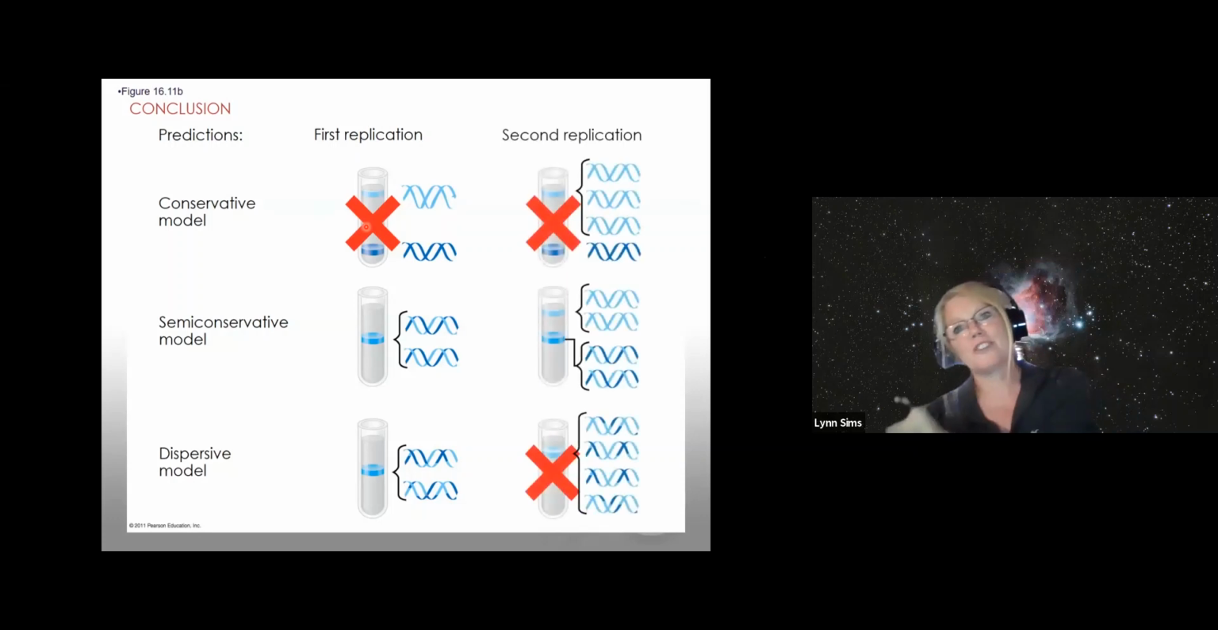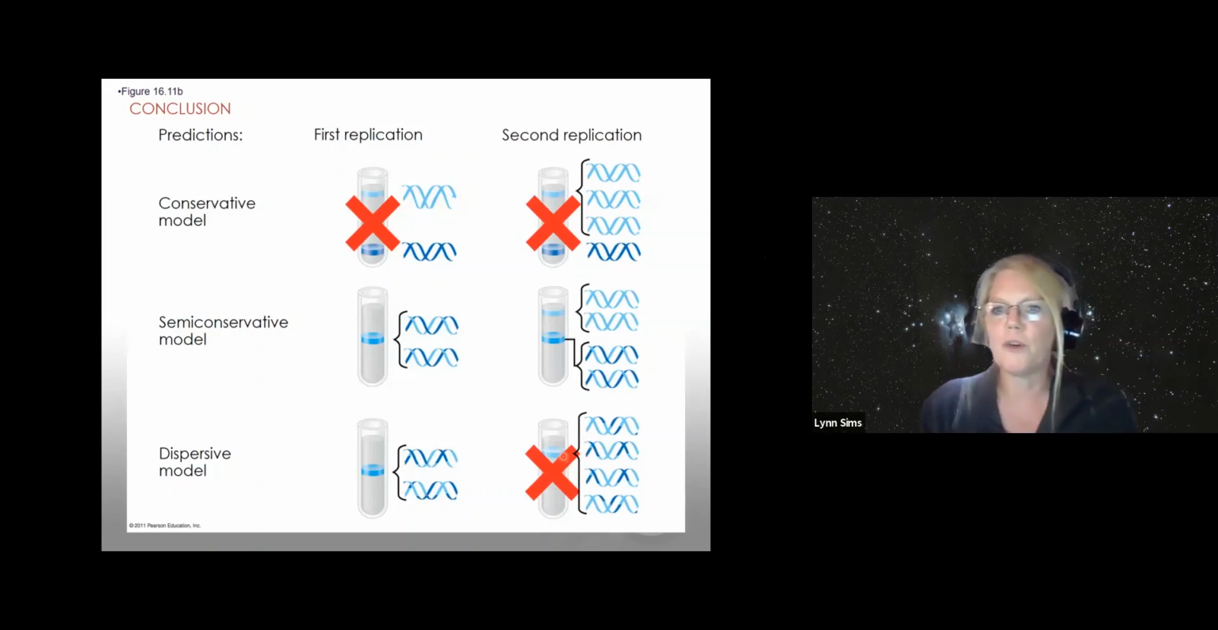Then after looking at the second rounds of replication, of course, this is going to be excluded as well. But after looking at that, for the dispersive model, you would only see one band, closer to the top, because it would be more dispersive. So you would see more of the lighter isotope within the strands versus the darker isotope. But that wasn't the case.